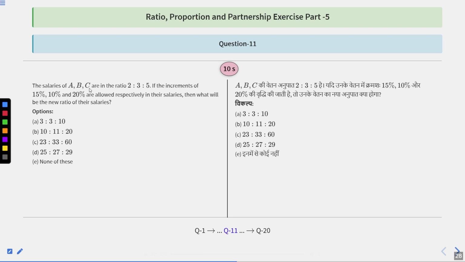The salaries of A, B and C are in the ratio 2:3:5. If increments of 10%, 15%, 10% and 20% are allowed respectively in their salaries, then what will be the new ratio of their salaries? You have 5 options and 10 seconds to analyze the question. Your time starts now.